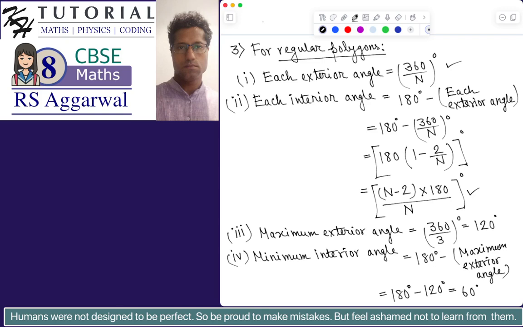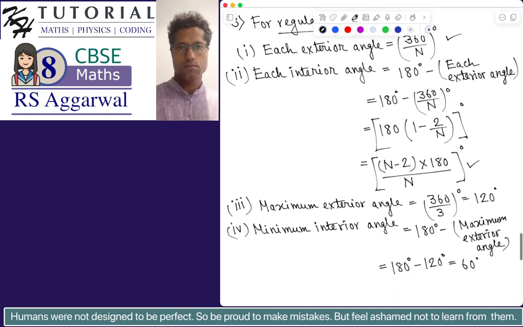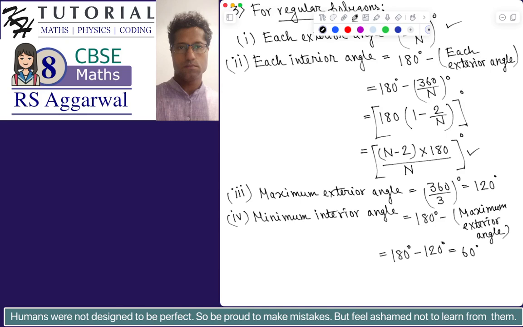So remember that the maximum exterior angle of a polygon is 120 degrees, and also the minimum interior angle will be when the exterior angle is maximum. In that case, the minimum interior angle will be 180 degrees minus the maximum exterior angle, and the maximum exterior angle we know is 120 degrees. So the minimum interior angle is 180 degrees minus 120 degrees, which is 60 degrees.